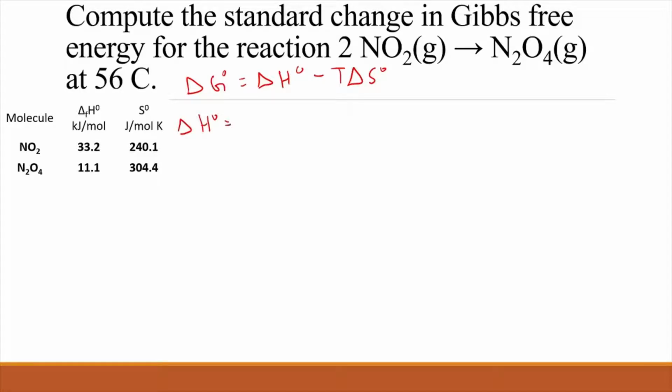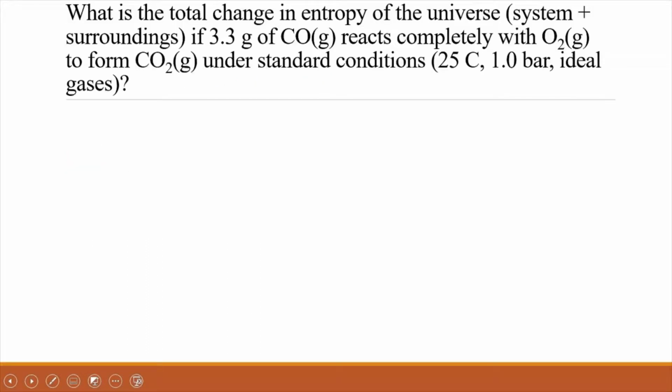So delta H is equal to products minus reactants. And we have 1 mole of N2O4 times its delta H, which is 11.1. And remember, these are kilojoules per mole.